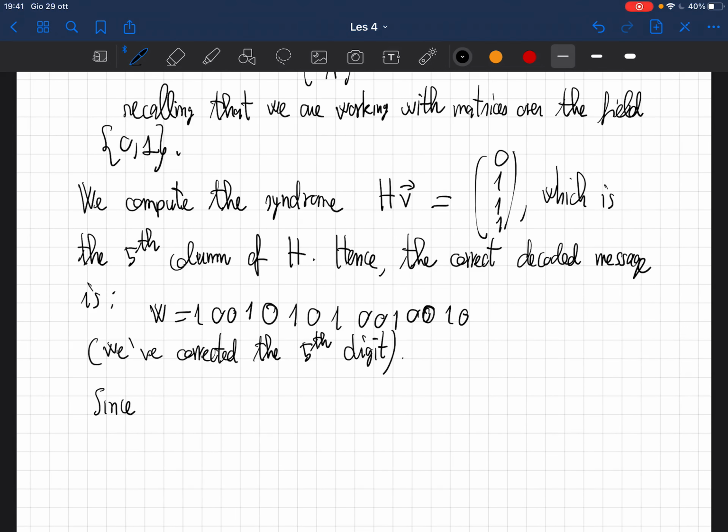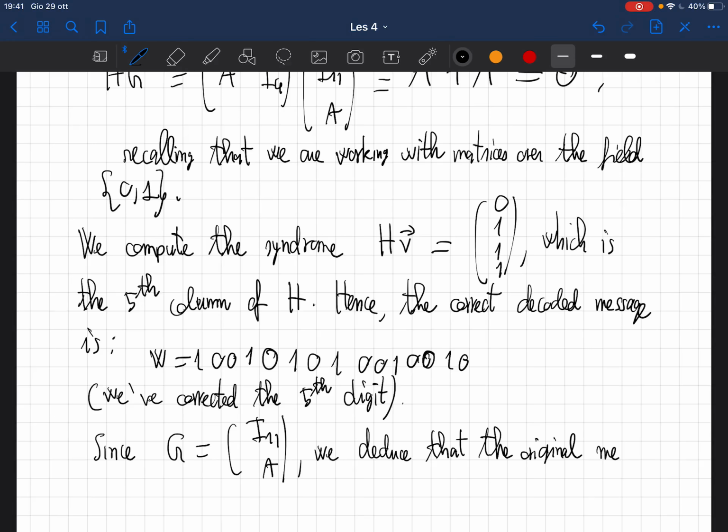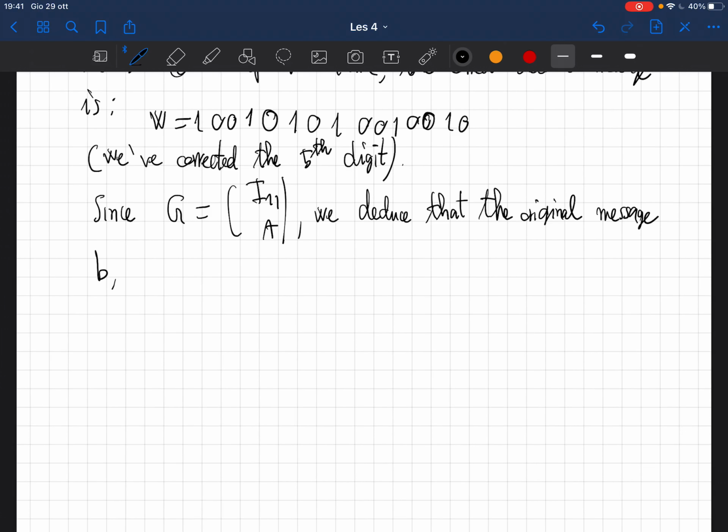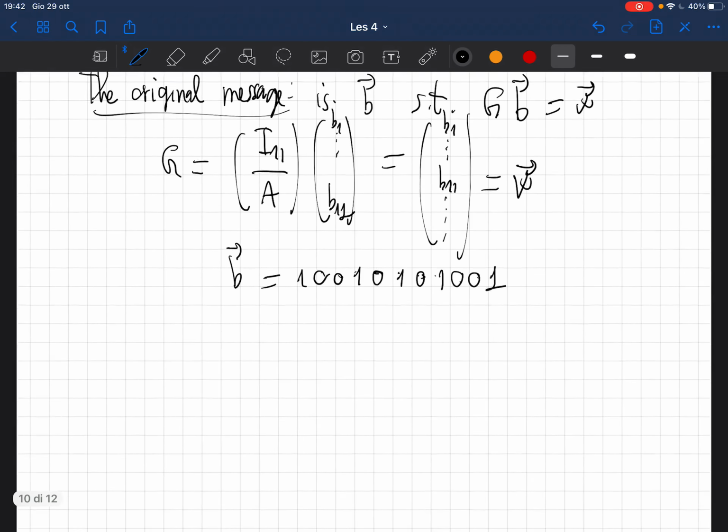And then you can say since G A, we deduce that the original message B, which satisfies GB equal to W, is given by the first 11 digits of W, namely B is equal to what it is.